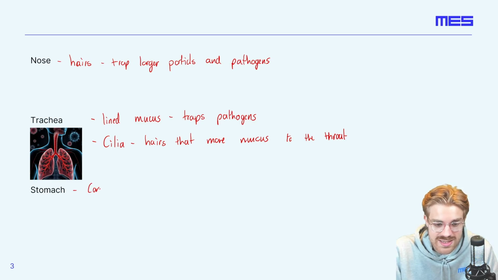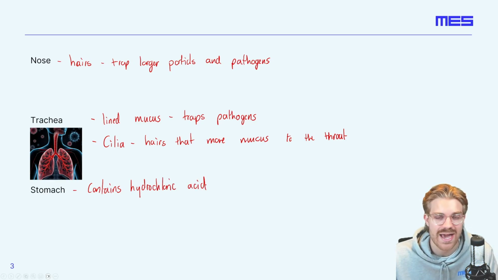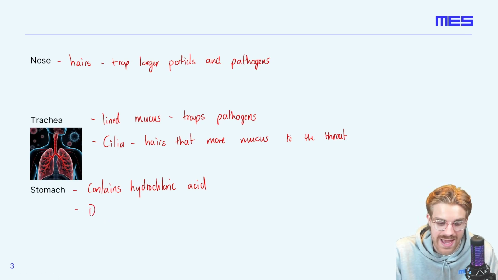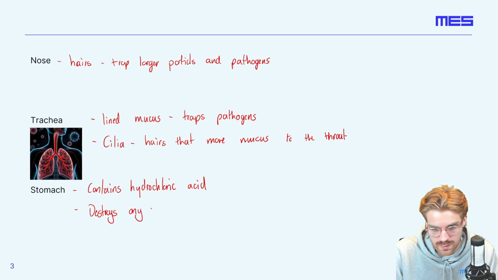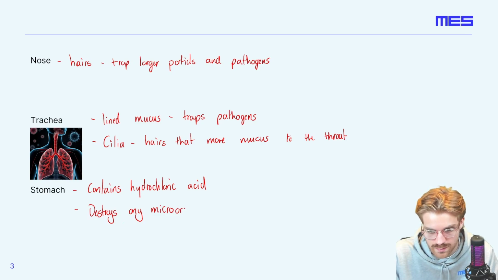The stomach contains stomach acid. This stomach acid is hydrochloric acid. And hydrochloric acid is a very, very low pH acid, around pH 2. What this acid is going to do is destroy any microorganism. Those might be microorganisms that are in our food, but also in our mucus.